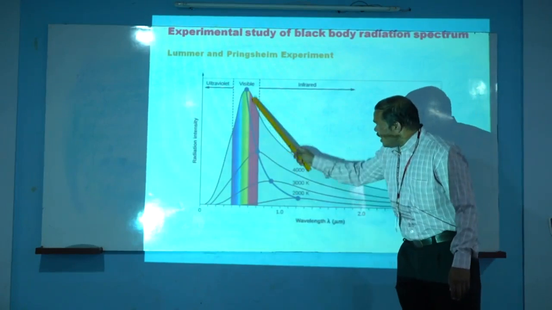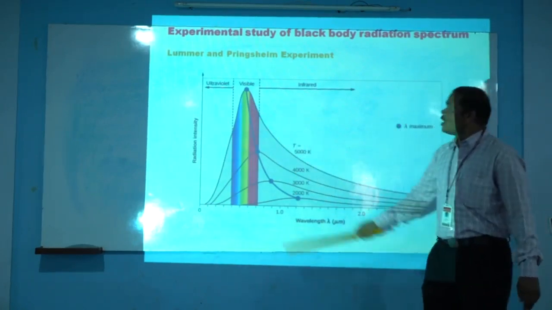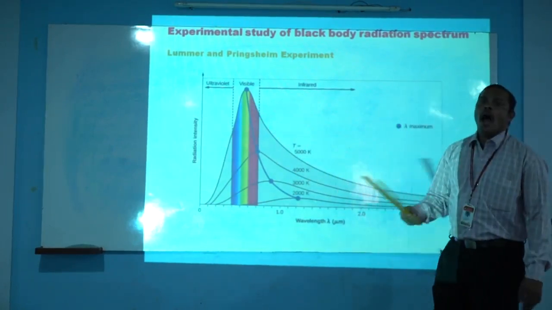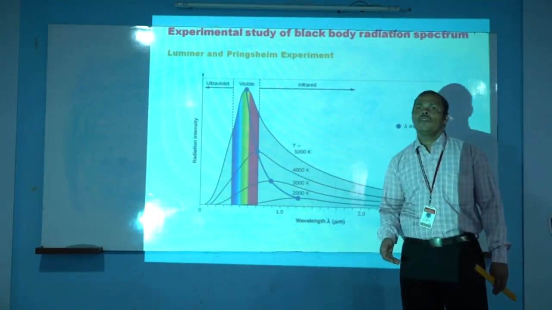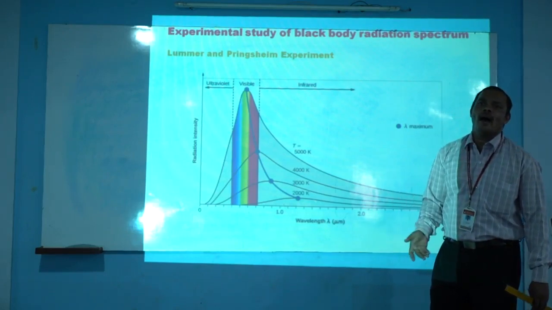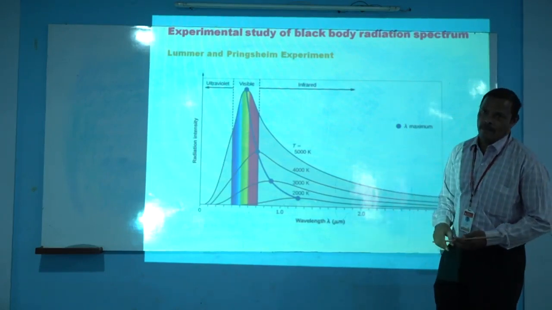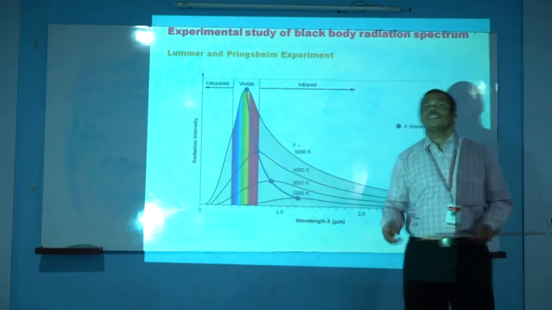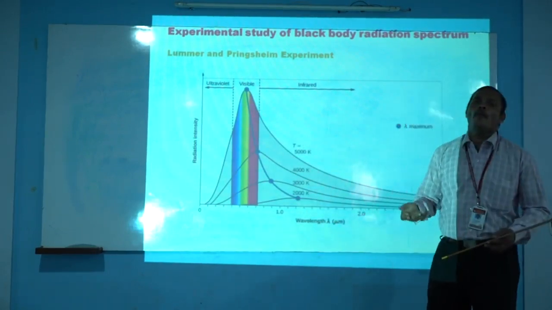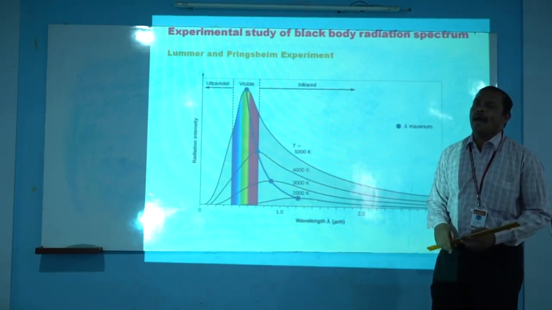Then the area under the curve represents the amount of radiation emitted by the black body per unit area per unit time. Or in other words, the area under the curve represents the emissive power of the black body.